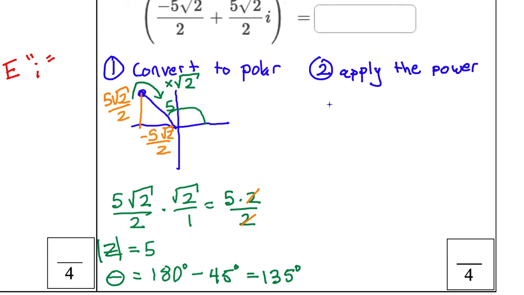So apply the power. So the power means this modulus is going to be... I'll write this down as a rule. You should know this rule. For the modulus, you're always going to take that to the power. For the argument, you're always going to do the power times the argument. So if I come back down here, I say, okay, well, the modulus was 5, so I'm going to do 5 squared, and that's going to be 25. Multiply the 135 by 2, that's 270.